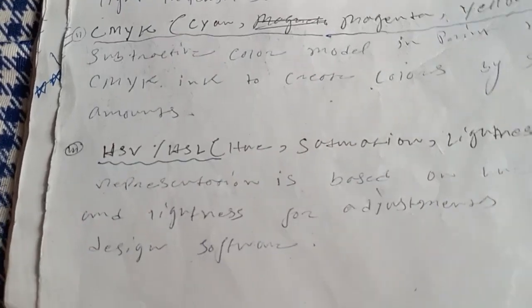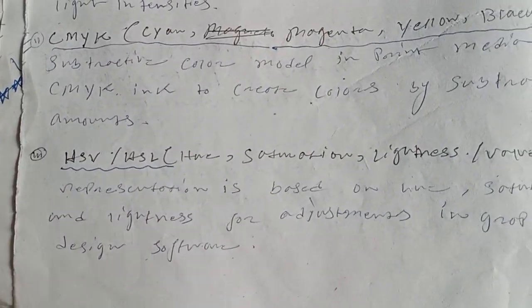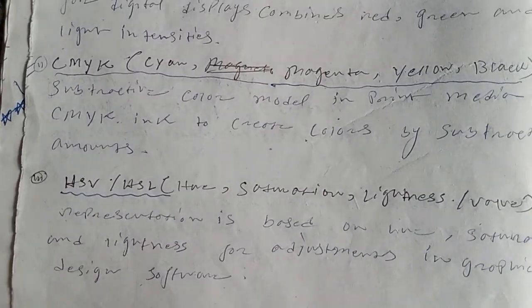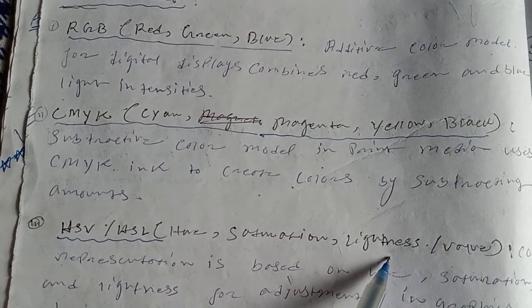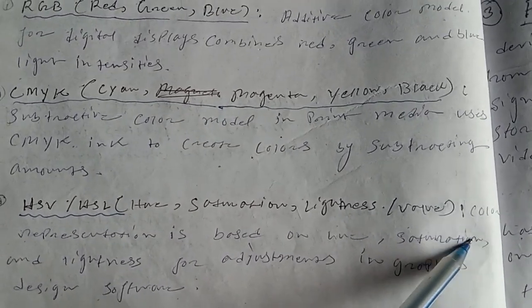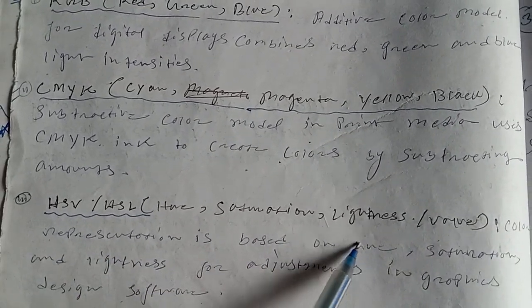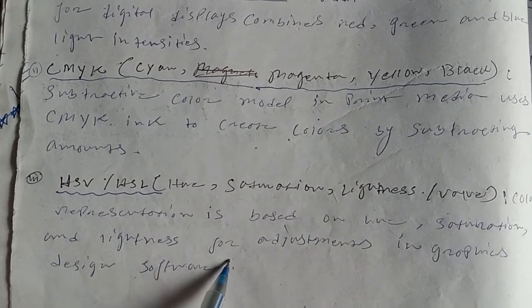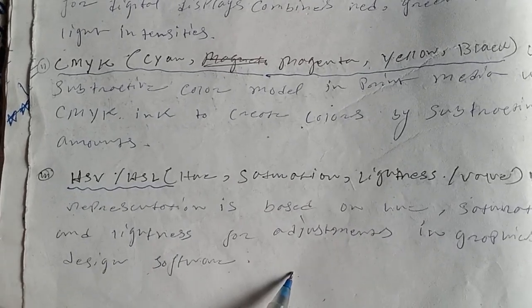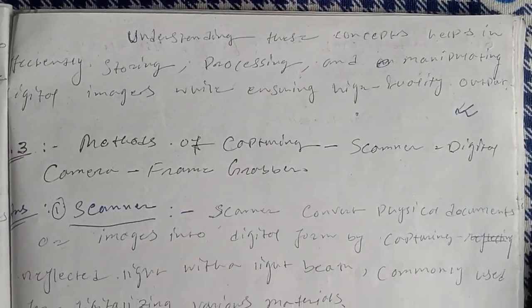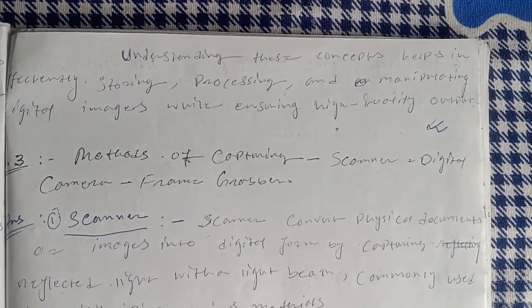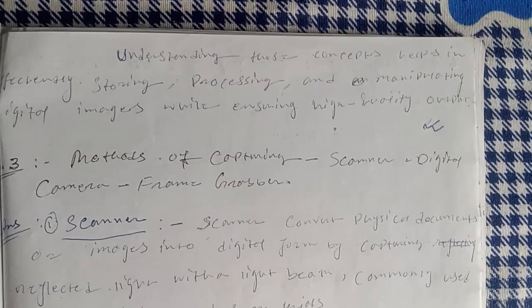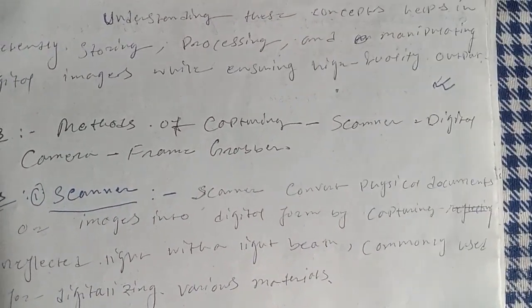And then we have HSB or HSL: hue, saturation, lightness, or value. The color representation is based on hue, saturation, and lightness for adjustment in graphics design software. Understanding these concepts helps in effectively storing, processing, and manipulating digital images by ensuring high quality output.